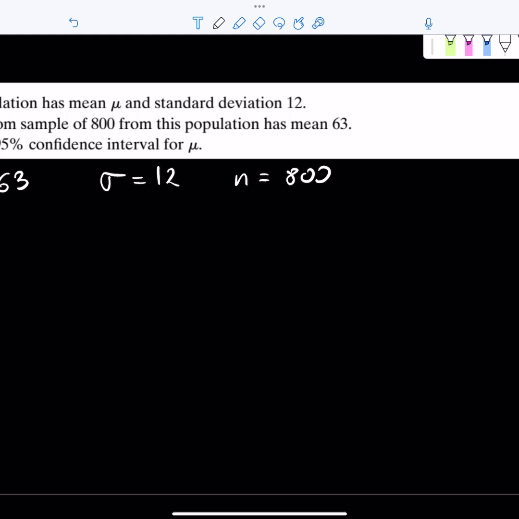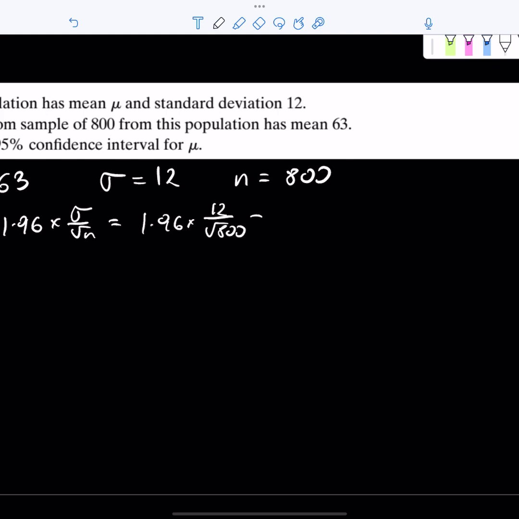From here I can find my margin of error E, which is given by 1.96 multiplied by sigma over root n. Substituting the values in, it's 1.96 multiplied by 12 divided by the root of 800. I'm going to plug this into the calculator quickly. And the margin of error is equal to 0.831. So that's my margin of error.